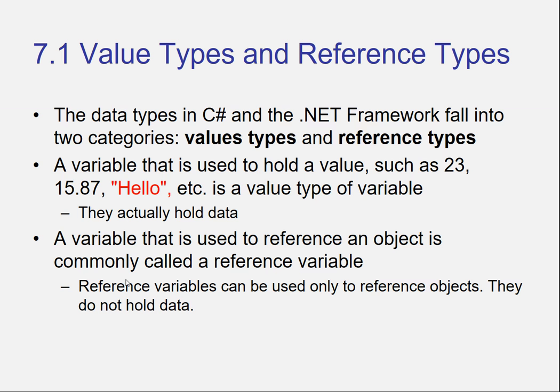Now, when it comes to a reference type, when you're setting up a variable that is used as a reference to an object, it's usually called a reference variable. So these don't actually hold a value; they hold a reference to where that particular object is in the memory. They don't hold any data. So the value types actually hold the value, where the reference types hold the reference to that object in another part of memory.